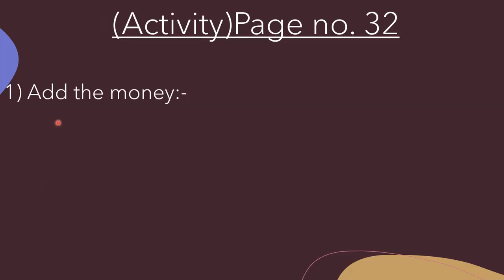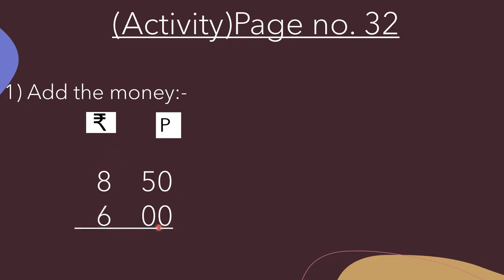So here it is given question number 1, add the money. This is rupees and paise. Now we have to add 8 rupees 50 paise and 6 rupees. Okay. Now we will put here plus sign. So let's start from paise column first. So here 0 plus 0, that is equal to 0. So here we will write 0. Now 5 plus 0, that is equal to 5.